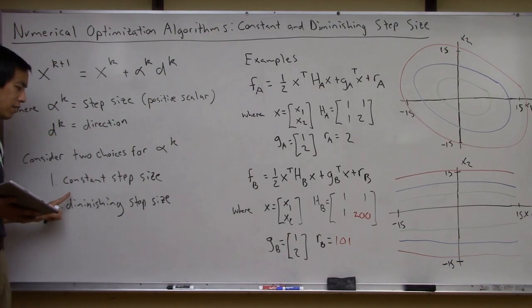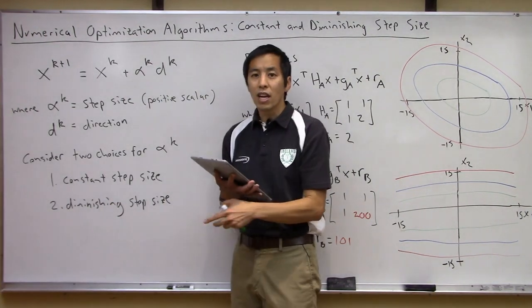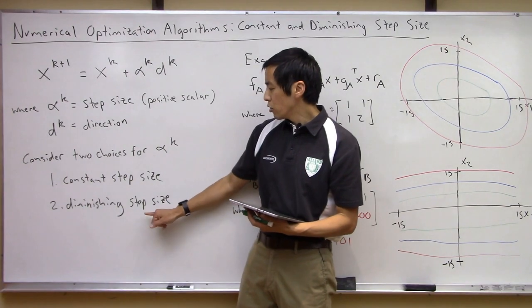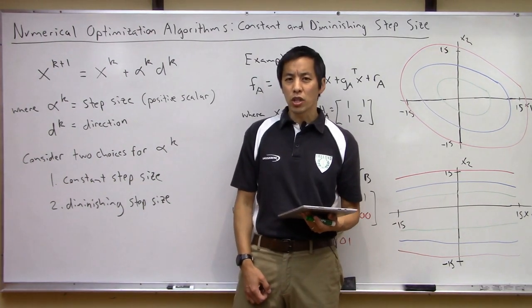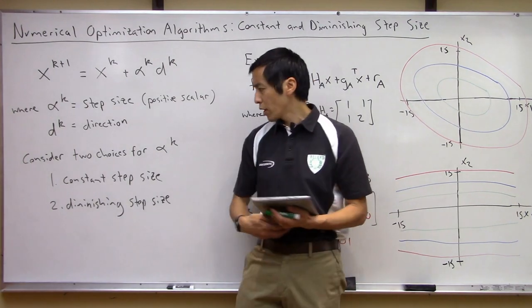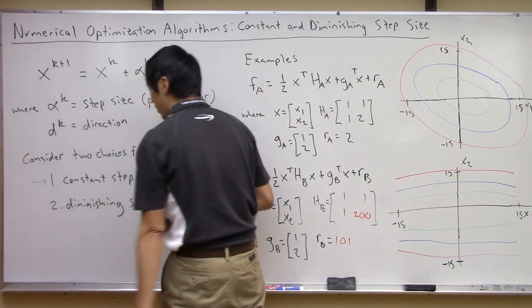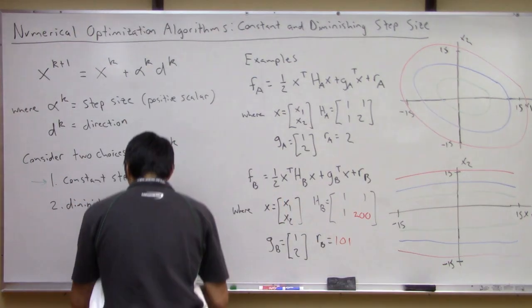So the two simple techniques that we're going to look at are, one, just using a constant step size, and two, a scheme called the diminishing step size, and we're going to see that these two are very simple and somewhat related, okay? So why don't we go ahead and start with the discussion of the constant step size. That is actually really simple.